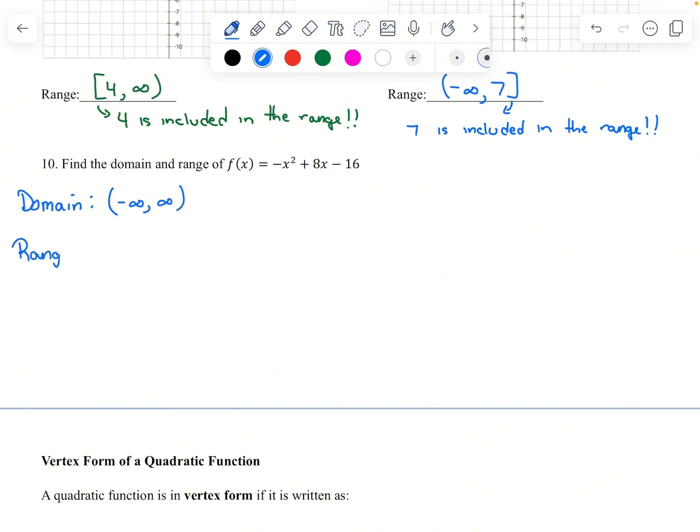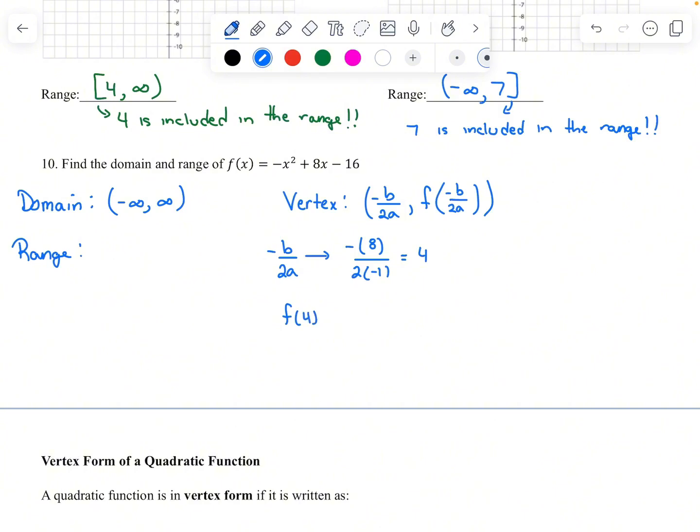For the range, I'm going to start by finding the vertex. So recall that the vertex formula is negative b divided by 2a, comma f of negative b divided by 2a. Negative b divided by 2a is going to be negative 8 divided by 2 times negative 1, which is equal to 4. f of 4 is equal to 0, so the vertex is 4, 0.